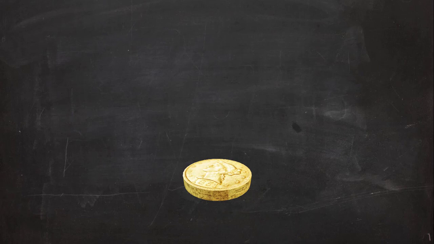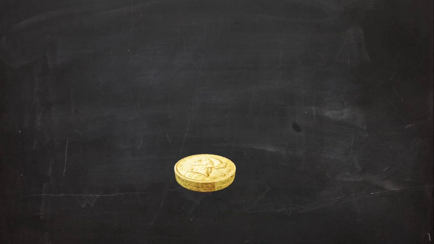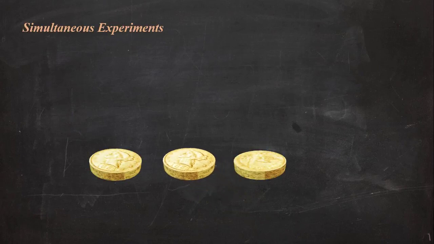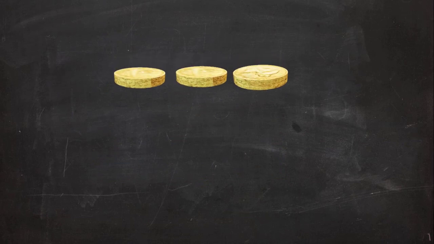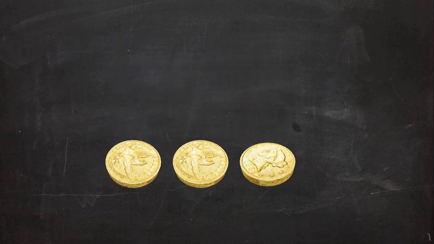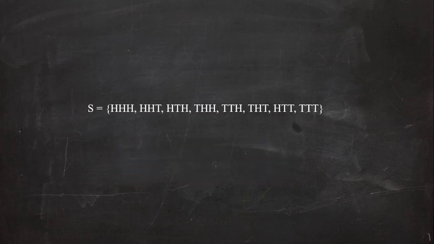Similarly, there is another type of experiment which is called the simultaneous experiment. In this type of experiment, we have the same coins, but let's suppose that despite tossing one coin 3 times, we toss 3 coins simultaneously. Tossing them simultaneously, we will get it like this. And the sample space of these two experiments will be the same.